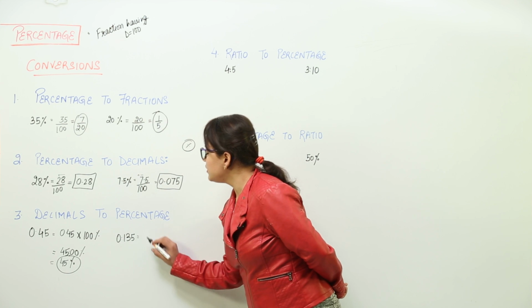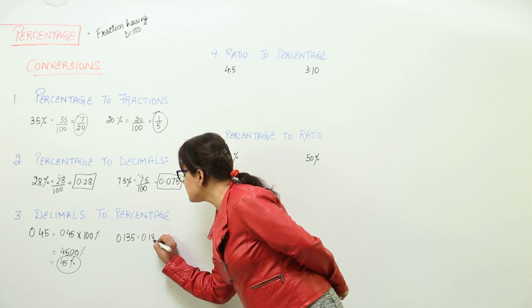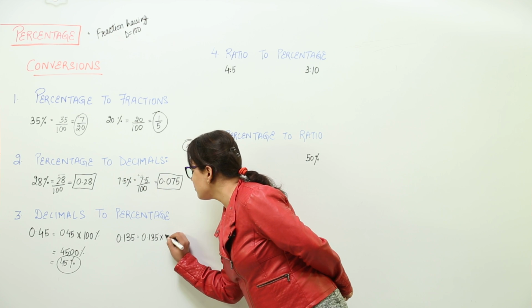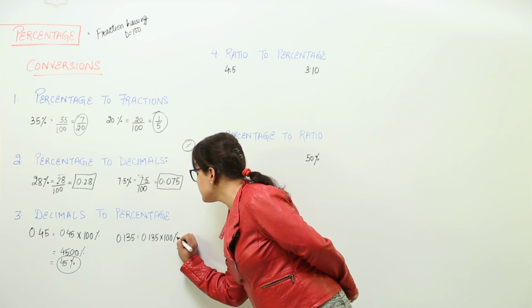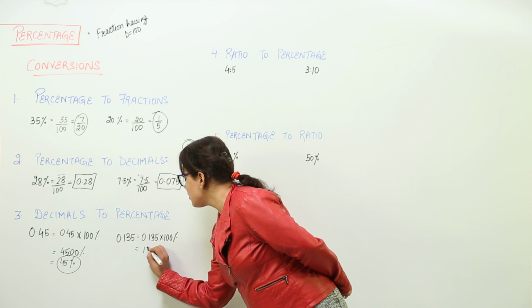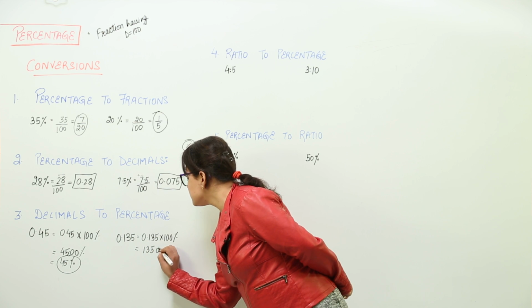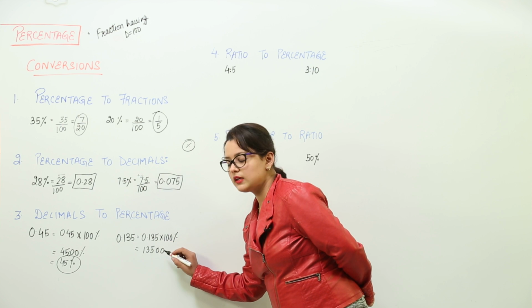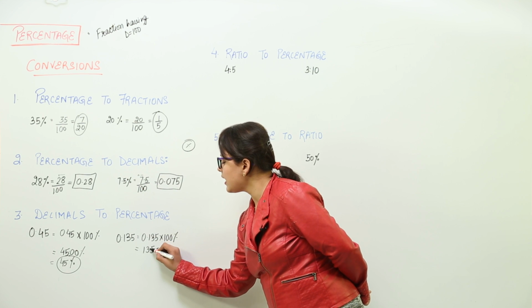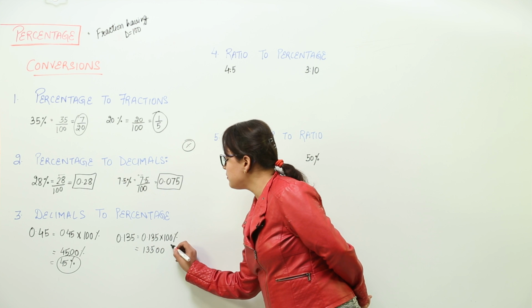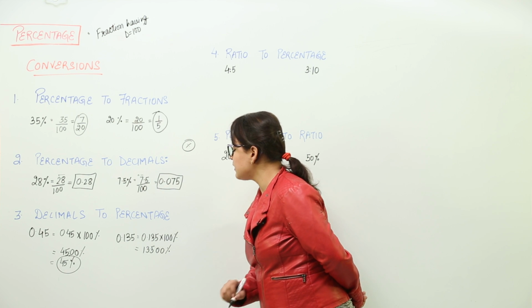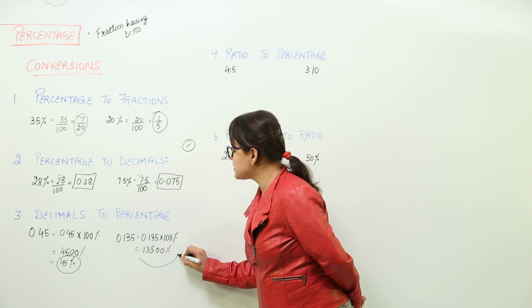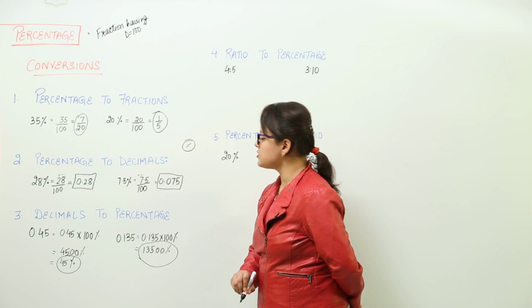Here also we are going to multiply the decimal 0.135 with 100%. By doing this we would get 13500, and 3 decimal places are to be put. So we start counting 1, 2, 3 and put a decimal point over here, making your percentage sign. So this is the percentage conversion.